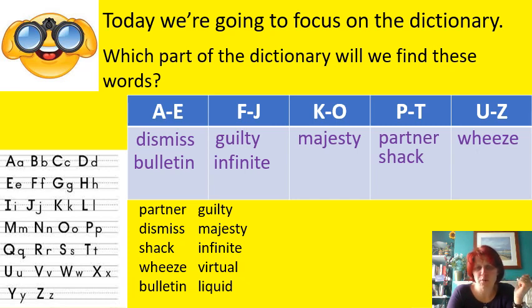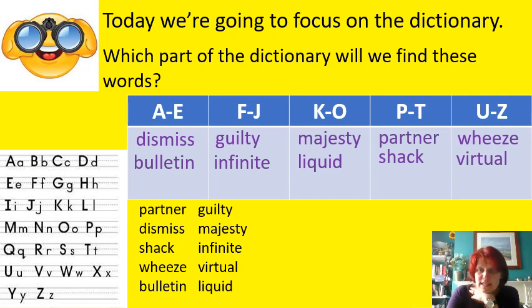V for virtual. I can see my V here. It's right at the very end of the dictionary. And L for liquid. L is just before M, so it's in the middle of the dictionary, in the middle of the alphabet. So I would look in the middle of the dictionary for that.